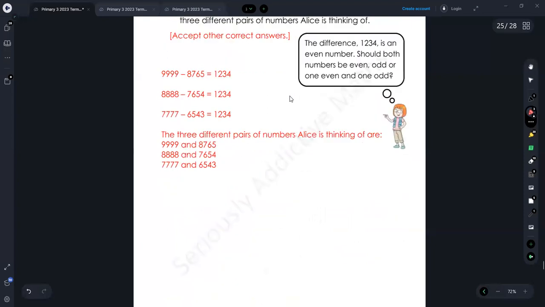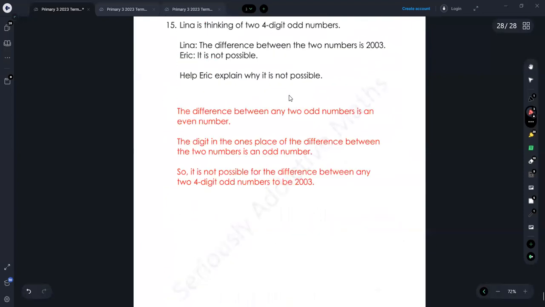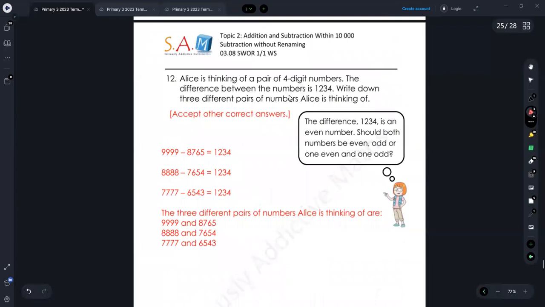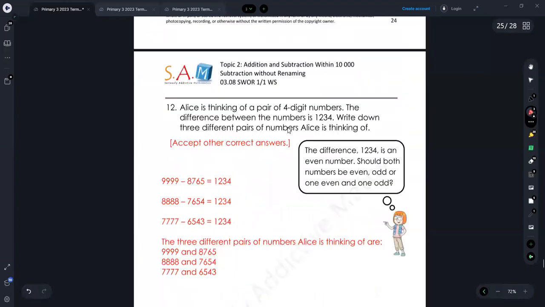And then all these questions are slightly more challenging. Let's see. At least it's thinking that the difference between the numbers is 1,234, write down. So this one, there are a lot of ways I can do it. The way to teach them is just come up with any 4-digit number. Of course, don't come up with 1,234. It must be a lot greater than 1,234. Tell them, so it can be any number. It can be thinking of a pair of 4-digit numbers.